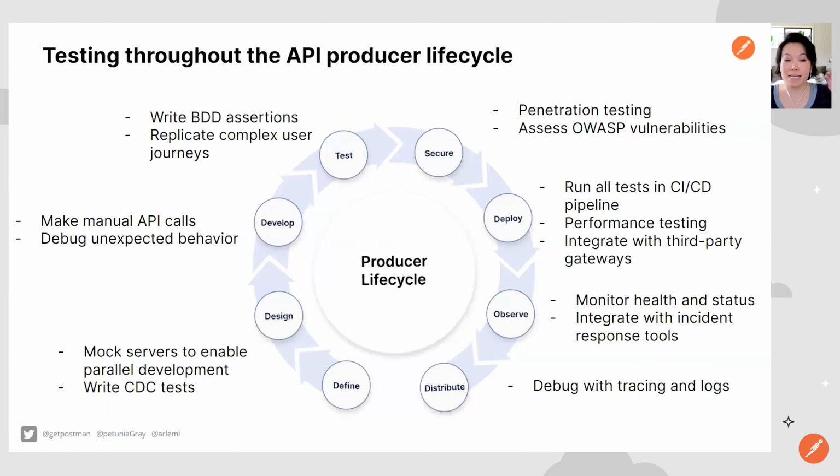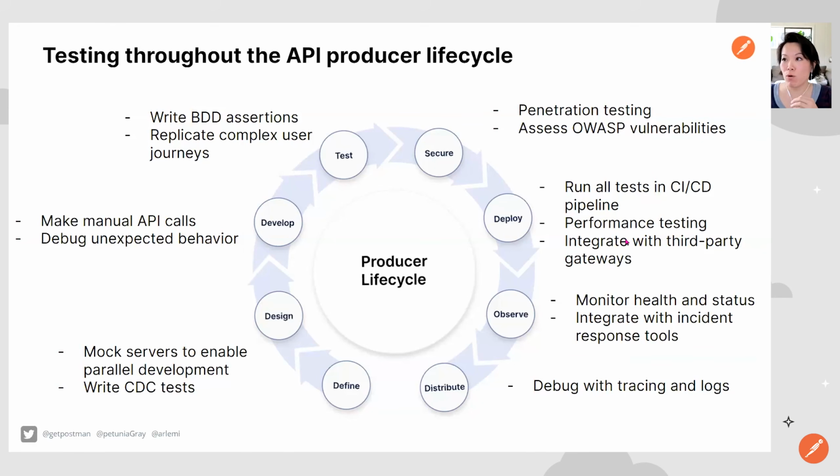Maybe you want to write tests at the same time that the development team is developing the interface. You can write consumer-driven contract tests. And then you can make your manual calls and debug your unexpected behavior like Arlemy did live today. You can write actual Postman tests, which are BDD assertions. And once you know that fundamental building block, you can replicate complex user journeys. You could do some penetration testing. Arlemy mentioned SQL injections or other OWASP vulnerabilities. We have an entire webinar on security testing.